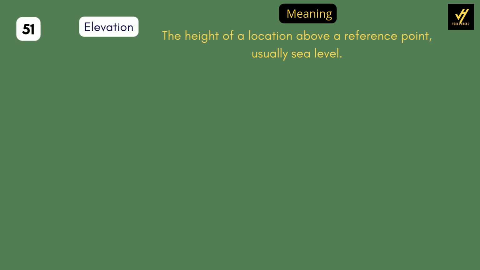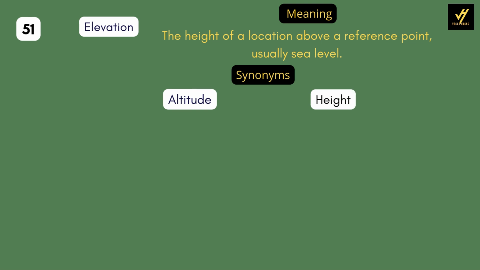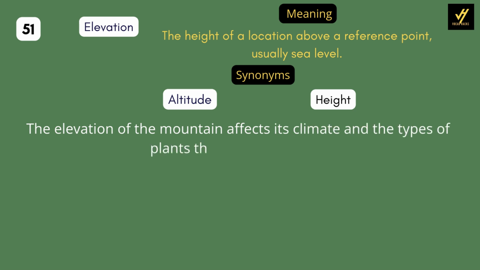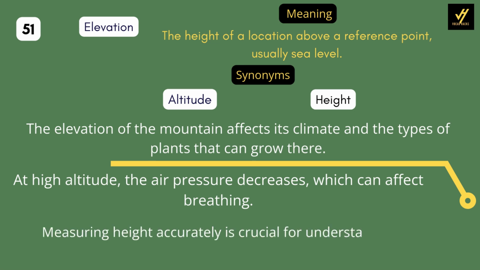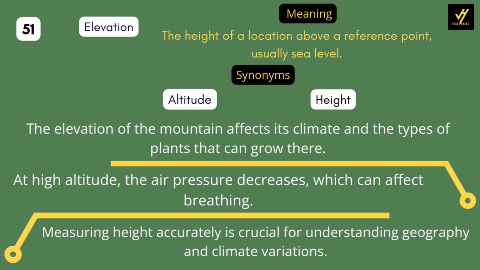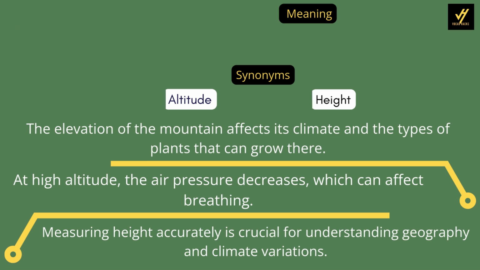Elevation, the height of a location above a reference point, usually sea level. Altitude, height. The elevation of the mountain affects its climate and the types of plants that can grow there. At high altitude, the air pressure decreases, which can affect breathing. Measuring height accurately is crucial for understanding geography and climate variations.